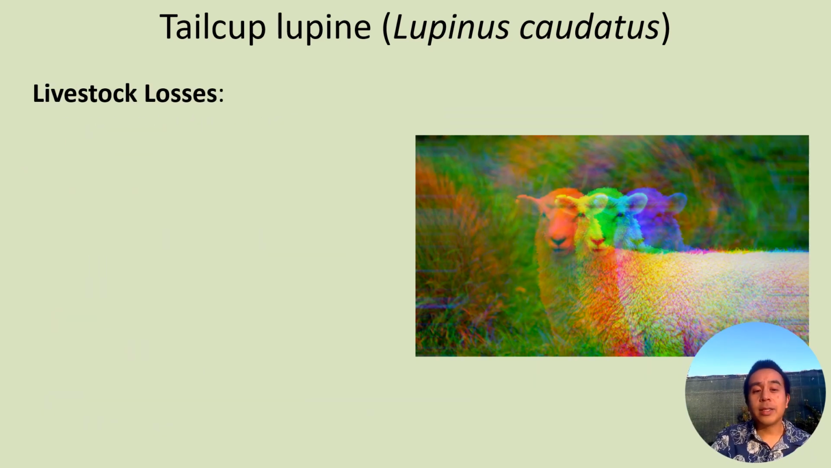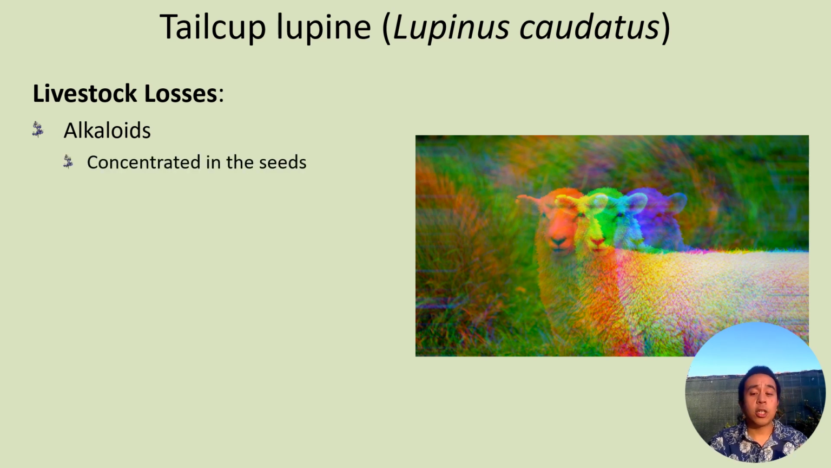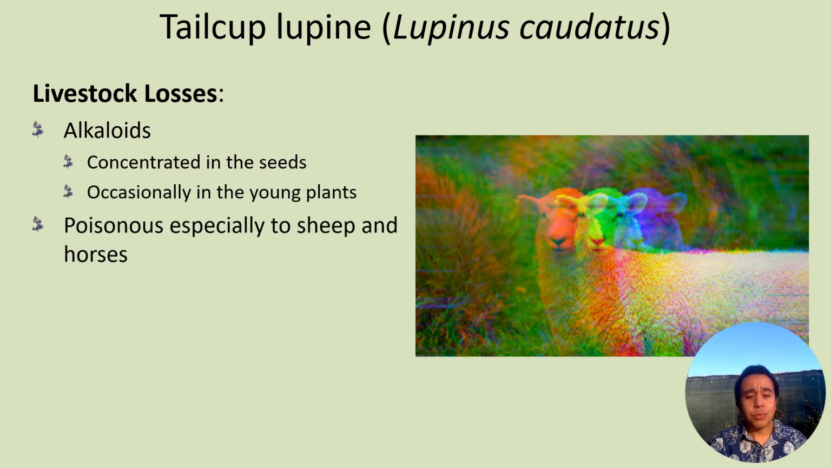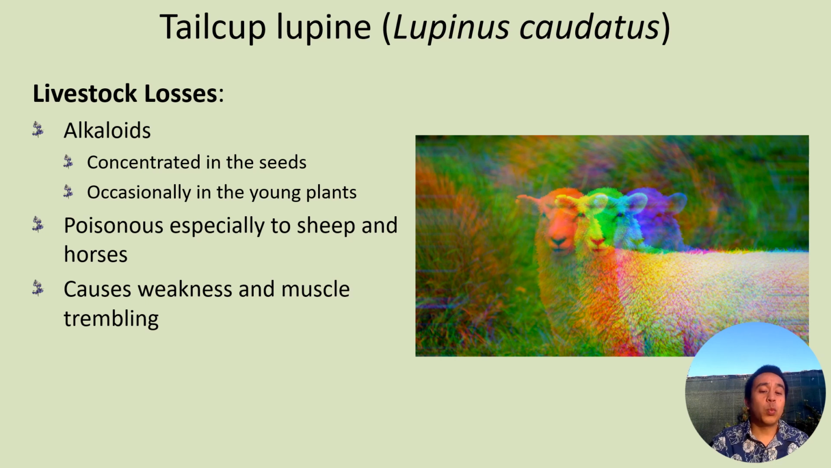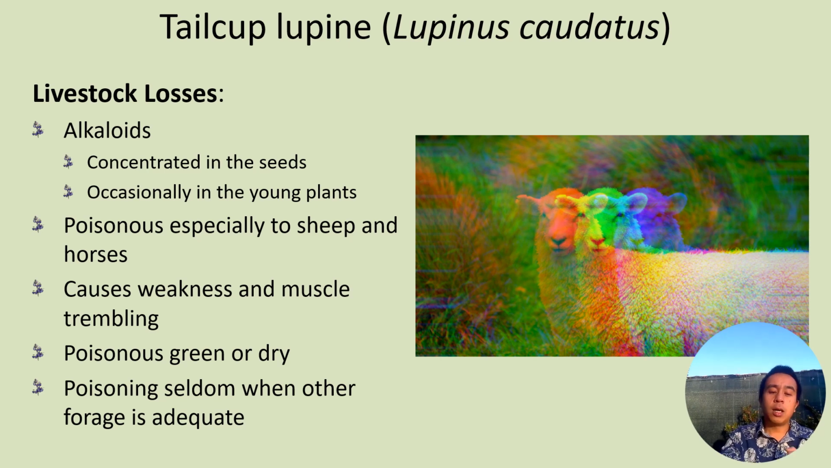In terms of livestock losses, it also has alkaloids, and often those are concentrated in the seeds, so actually in the legumes themselves, and occasionally also in young plants. They are poisonous, especially to sheep and horses, where they can often cause weakness or muscle trembling, and they are often poisonous both green, meaning fresh, or dry. Poisoning seldom occurs, though, when other adequate or better forage is available for these livestock species. They may only eat these species as a last resort, and that's when poisoning happens.